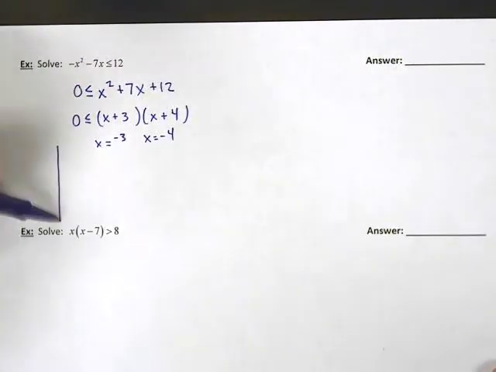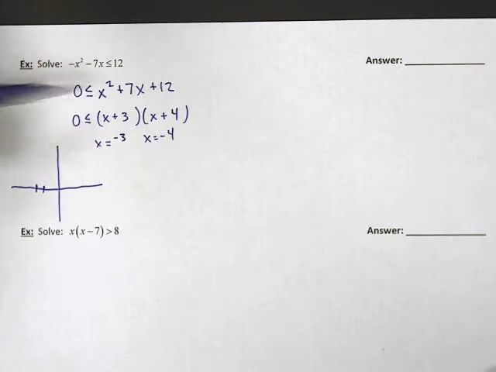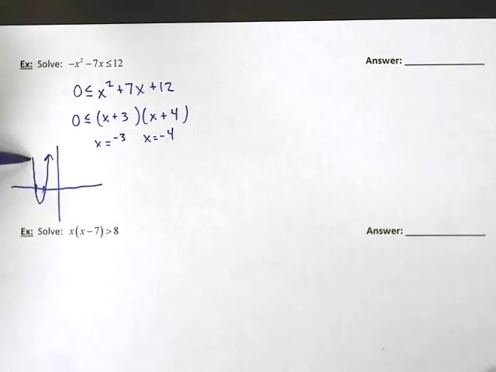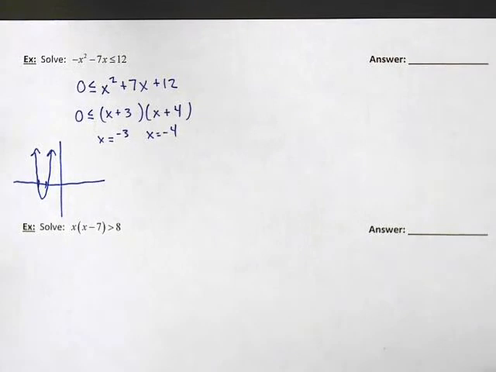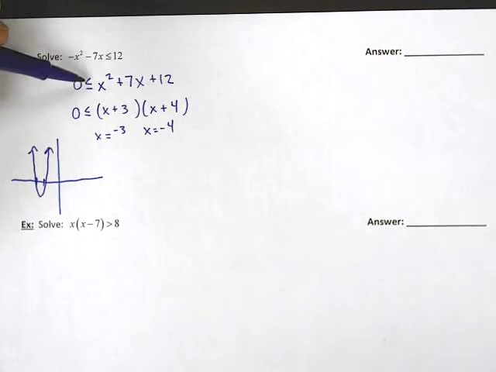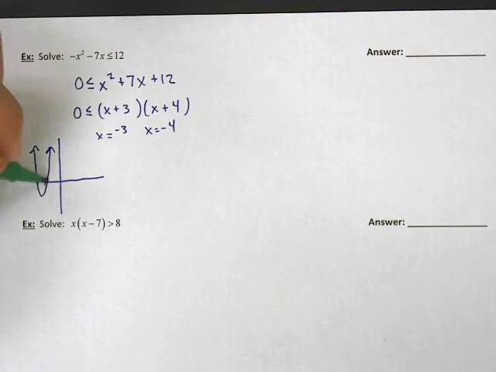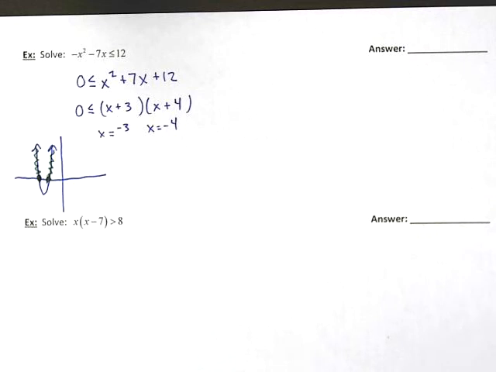And now I could sketch my picture. So -3, -4, and it's opening up. So something like that. Not the best, but whatever, it works. And now I'm looking for it to be what? Greater than or equal to 0. I want my equation to be greater than or equal to 0. So that means when I plot my critical points, I actually want to go on the outsides of them, right? So that is one option.